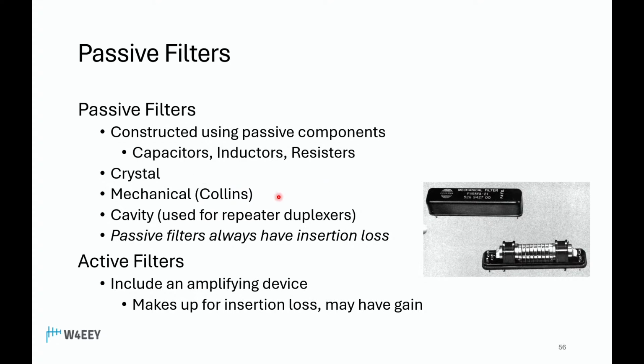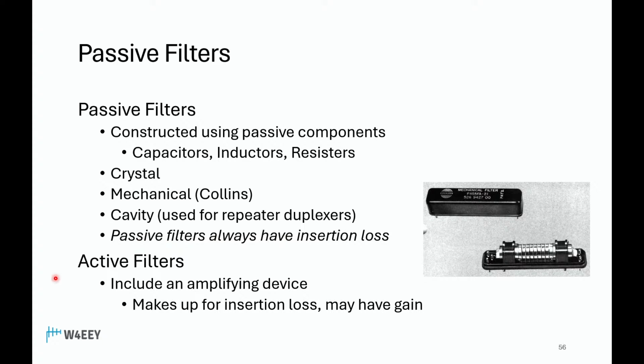There's something called a mechanical filter, a couple different variations of this made by others. A little bit analogous to crystal filters. Then there's cavities, or cavity filters used for repeater duplexers. I'll be showing you a picture of that coming up. And passive filters always have insertion loss. They're not powered. We're running a signal through the filter, but in addition to getting rid of the stuff we don't want, we're losing a little bit of the signal because they're not powered.